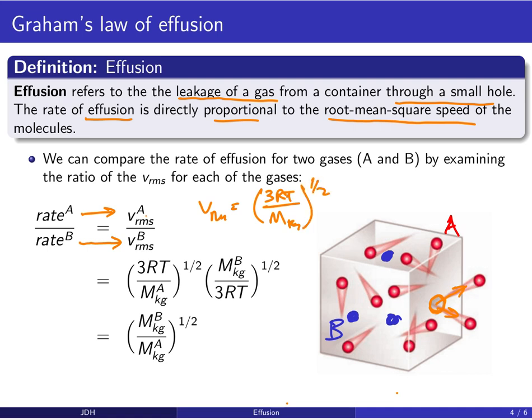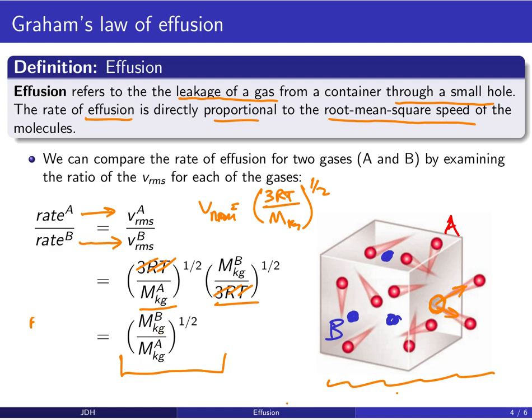So we can express both of these v_rms quantities for A and B, and we basically just take A directly. We're going to take the inverse of B. Notice we've flipped the numerator and denominator there. And because both molecules A and B are confined to the same container, temperature is constant, R is a constant, 3 cancels out, and we are left with this relationship right here. The ratio of the rates of effusion of these two different molecules is equal to the square root of the ratio of the masses.